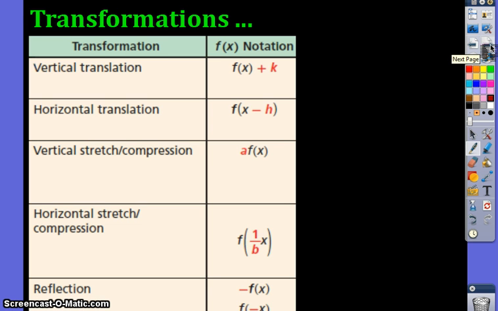All right, transformations are the same as they've always been. If we're going to do a vertical translation, we want to add outside the cubing. If we want to do a horizontal translation, we want to add or subtract something inside the cubed parentheses. If we want to do a vertical stretch or a compression, we want to multiply the whole function by a factor, and if we want to do a horizontal stretch or compression, we want to multiply inside the parentheses, the thing being cubed. And of course, reflections would be the negative outside and the negative inside the parentheses.